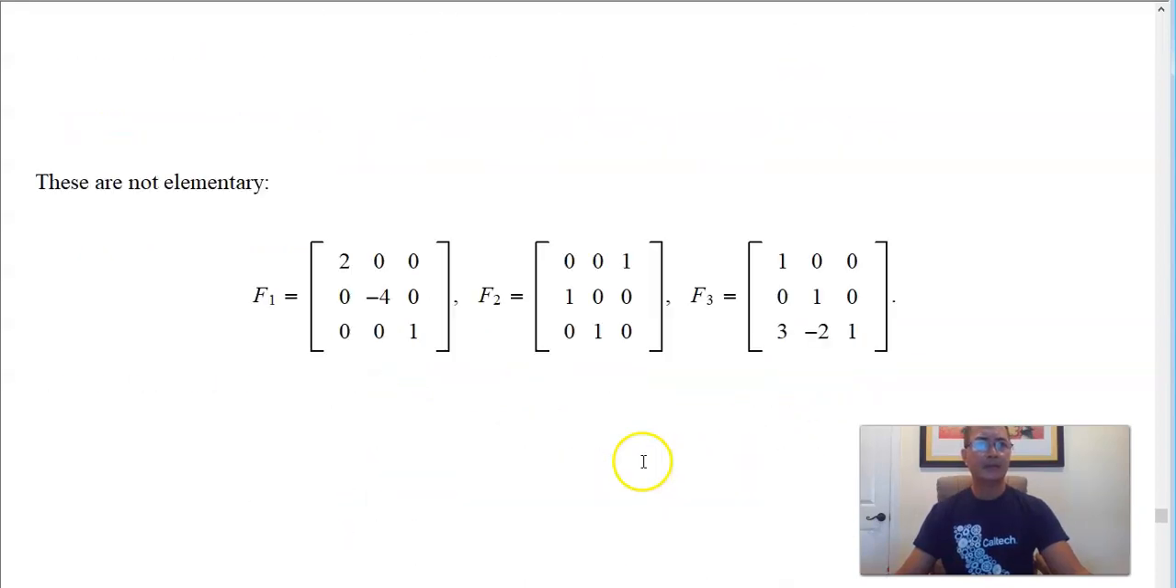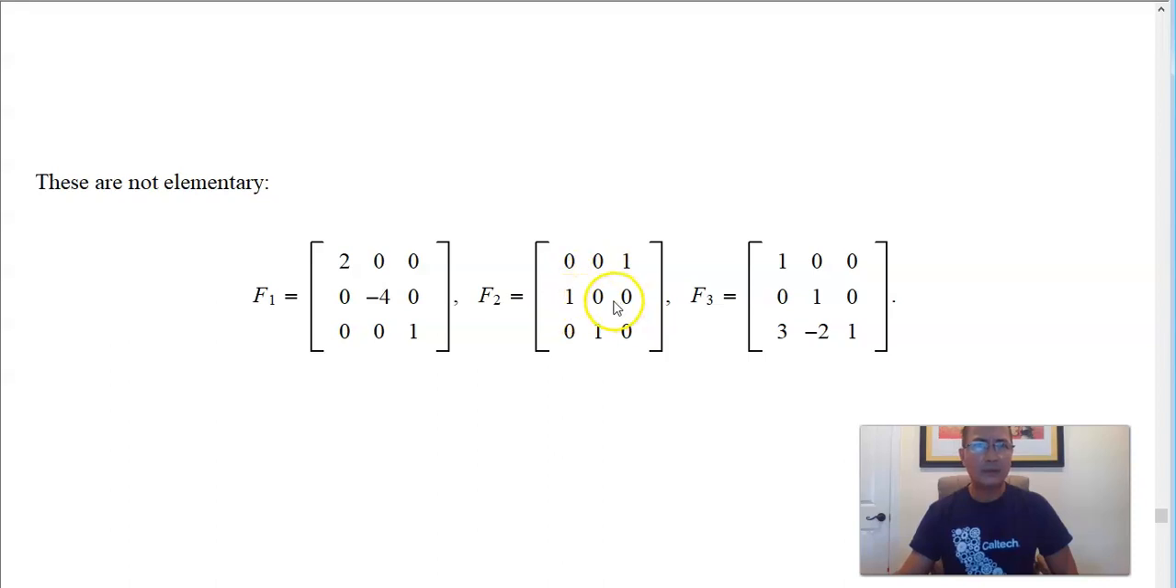Okay, so what about these guys? No, they're not elementary. Why not? Well, there's a 2 here and the -4 here. That's two operations, two type 1 operations. Multiply row 1 by 2, multiply row 2 by -4. So that's not elementary.